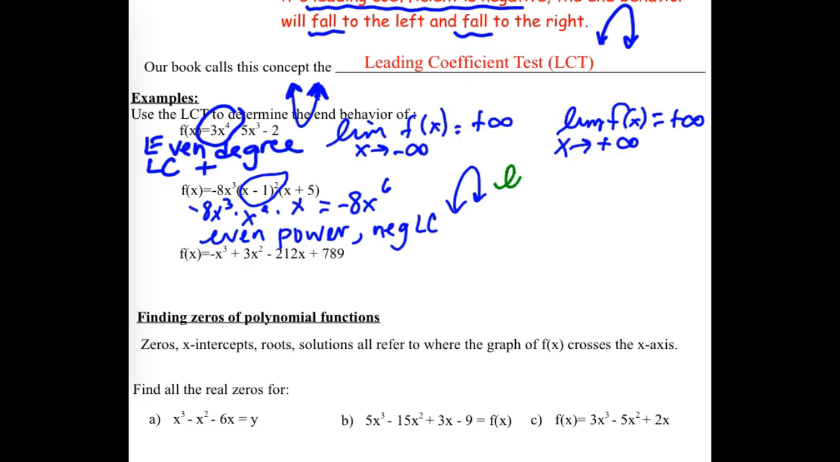So I would say my limit of f of x, I need to state as x goes towards negative infinity, and also the limit as x goes towards positive infinity, towards the right. Because it's a parabola shape, both arrows are pointing down. Both of my answers here would be negative infinity.